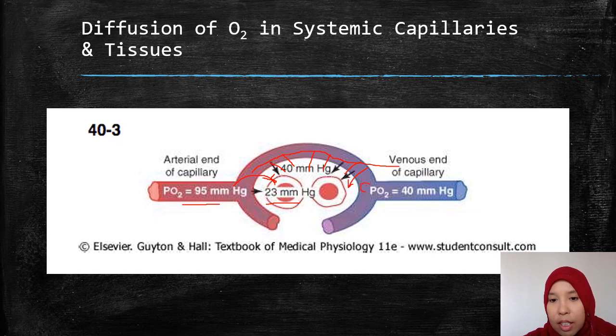At the venous end, you can see that the level of oxygen is now equivalent to the one in the tissue, because the tissues and the cells are using oxygen. That is why the oxygen level has now decreased. So here is the venous end of the capillary, and as you can see, the level of oxygen has now reduced to 40, right? And this is the blood that travels back to the heart and to the lung for more oxygen.